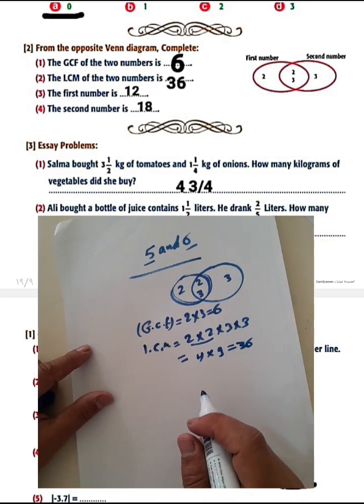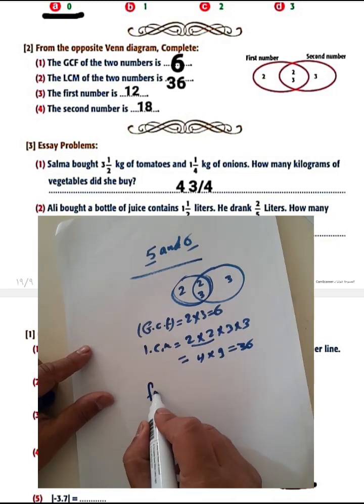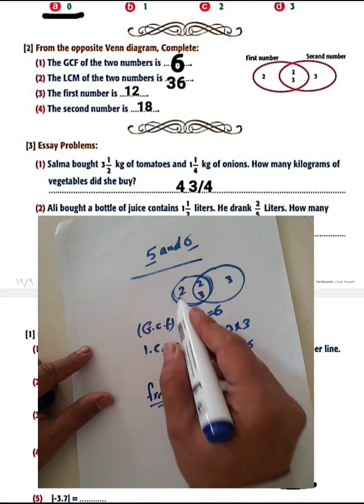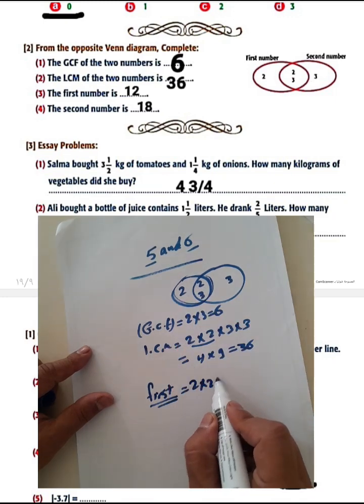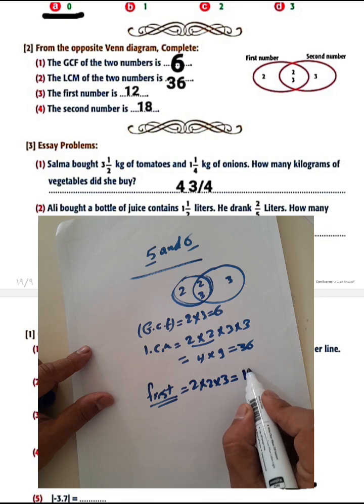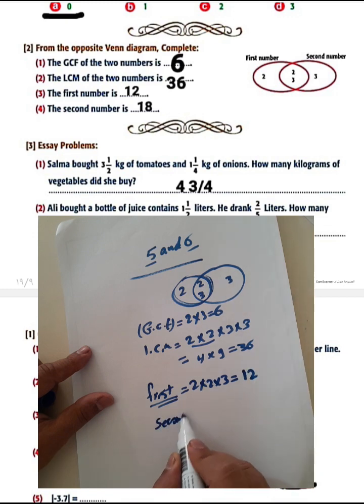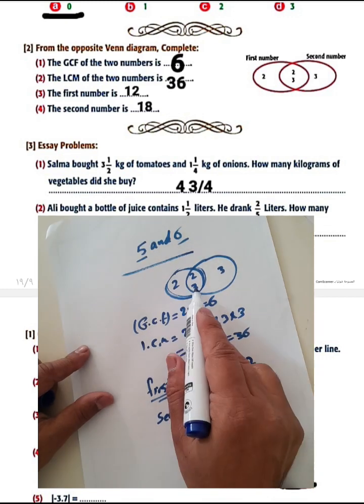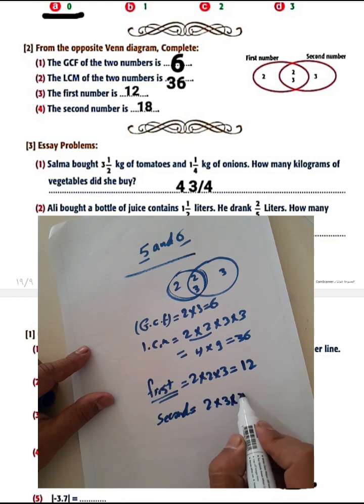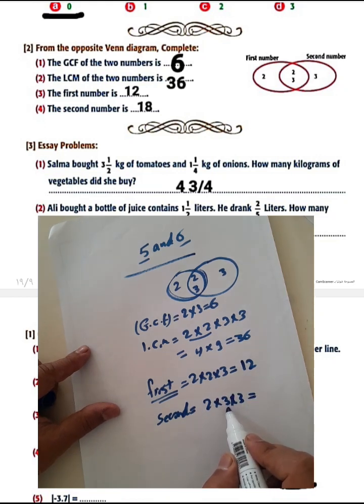Next question, the first number equals what? 2 times 2 times 3. 4 times 3 equals 12. And the second number will be 2 times 3 times 3. 2 times 3 is 6. 6 times 3 equals 18.